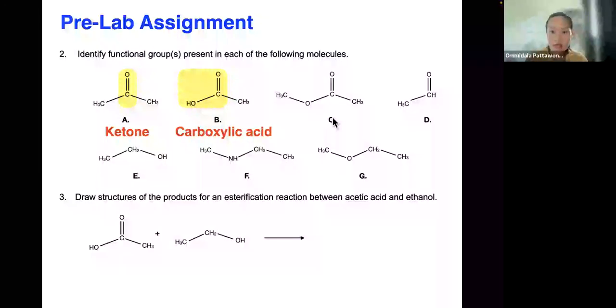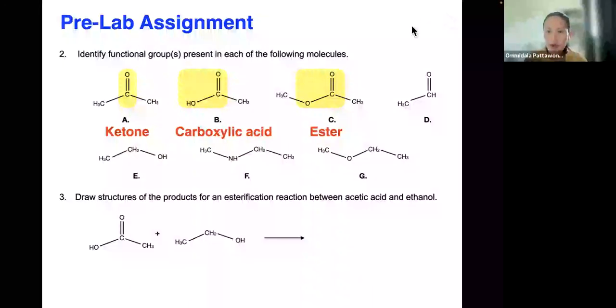Next one, for C, where are the hydrocarbons? Well, it's right here and right here. So the rest of that would be the functional group. The functional group contains carbon double bonded to oxygen, and attached to an oxygen, but the other side of the oxygen is not hydrogen. You replace the hydrogen with another hydrocarbon. This right here is what we refer to as ester.